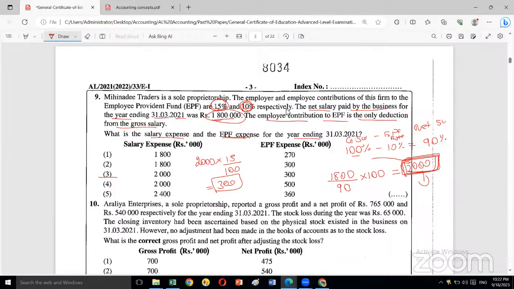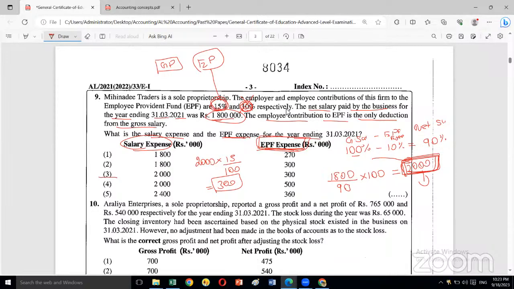But here, always remember what is an expense for the business. Not only the amount paid, always remember the gross salary. That is the salary expense. In addition to salary, the owner is paying another 15% for EPF, so this is also an expense for the business. That is why they use the words EPF expense. EPF expense means they are talking about the EPF employer contribution, not the employee contribution.